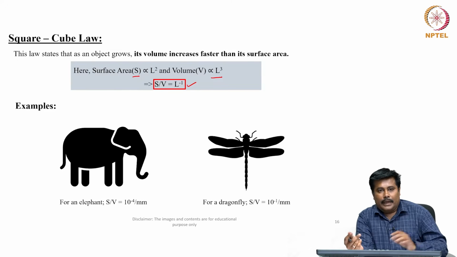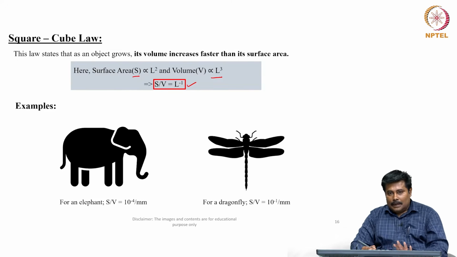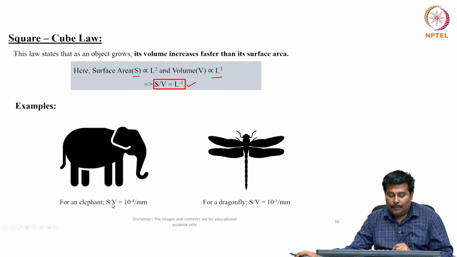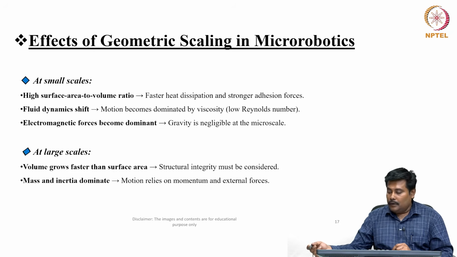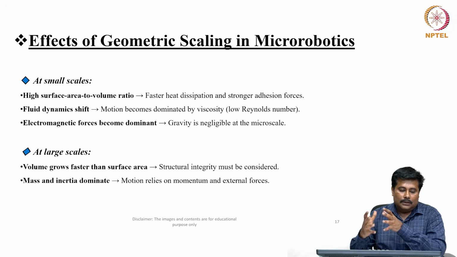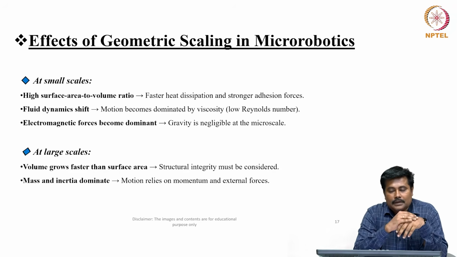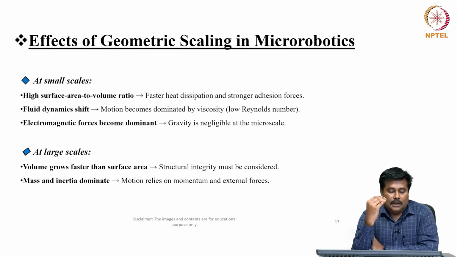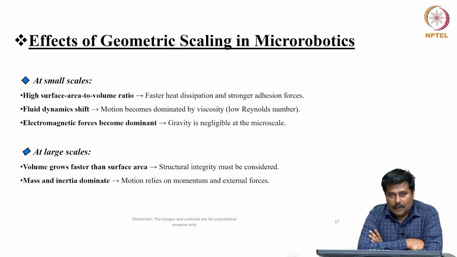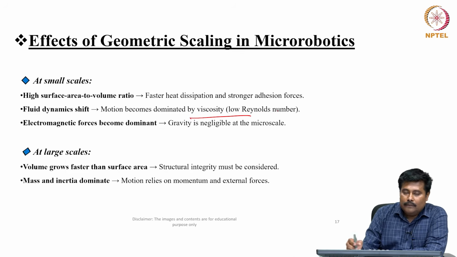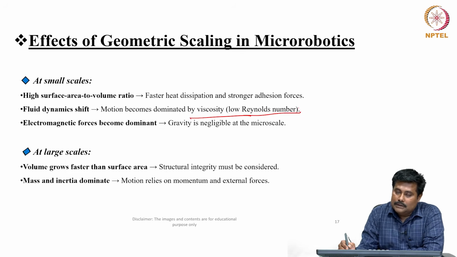For example, in the case of an elephant, the S by V is 10 power minus 4, and in the case of a dragonfly, the S by V is considered to be 10 power minus 1 mm. So, when we observe the overall effect of geometric scaling in a micro robot, at small scales a higher surface area to volume ratio is considered, with faster heat dissipation and stronger adhesion forces. Whereas in a fluid dynamic shift, the motion is basically dominated by viscosity, which is a kind of low Reynolds number.